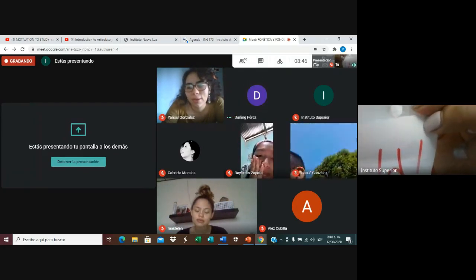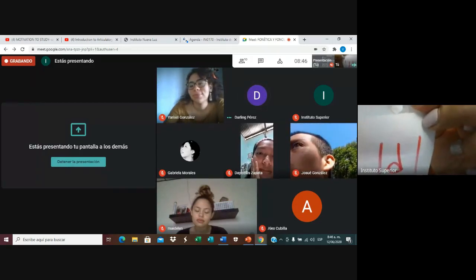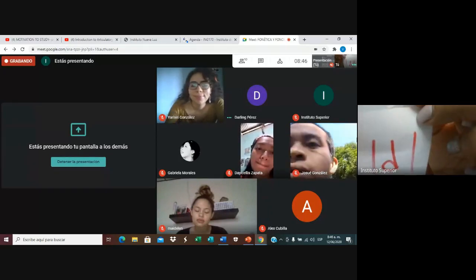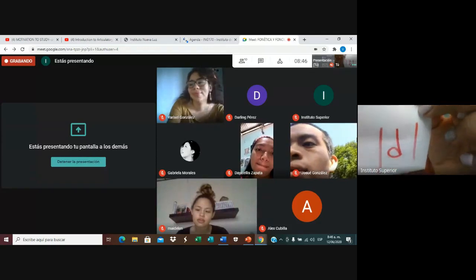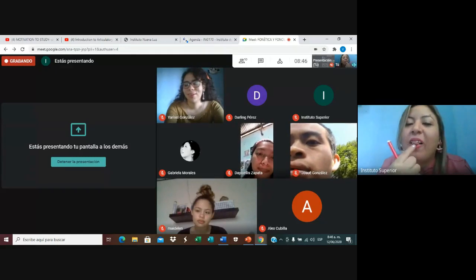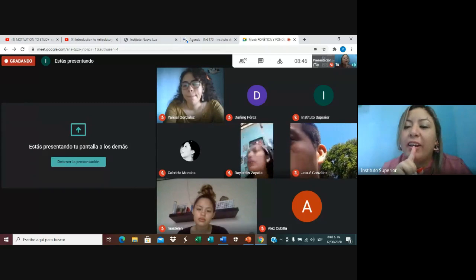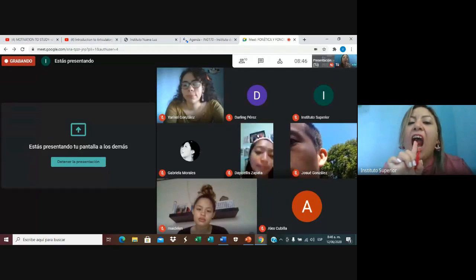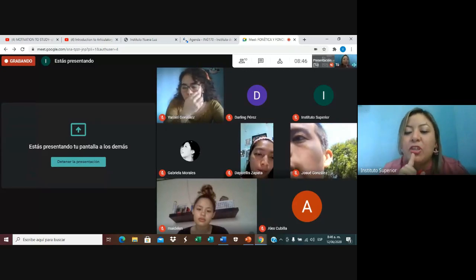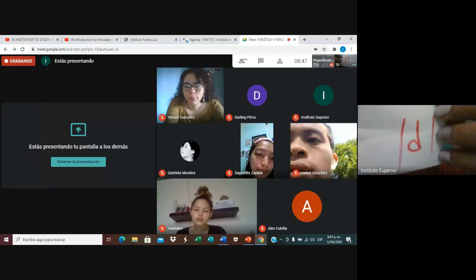Remember, D is the name, and this is the sound. The tongue is behind your upper teeth. D, d, d. The tip of your tongue, this is the tip of your tongue, should touch the alveolar ridge. And this part here is the alveolar ridge. The tip of your tongue should touch the alveolar ridge. Try to produce it again.